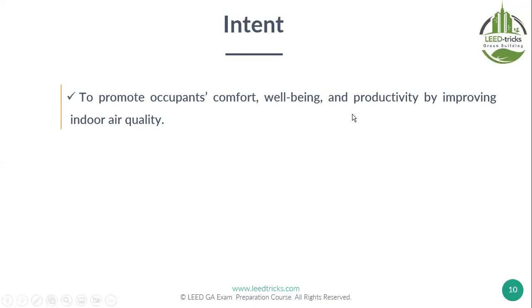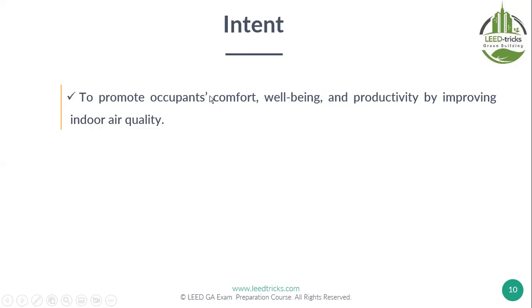Promote occupant comfort, well-being, and productivity. See, in indoor environmental quality, the intent is very important. You see that I'm reading every intent now. Why? Because every credit and every prerequisite in the indoor environmental quality category, the category of today, is focused on what? Comfort, well-being, health, productivity, improving air quality, or improving acoustics, or improving at the end. But the major focus is occupants.